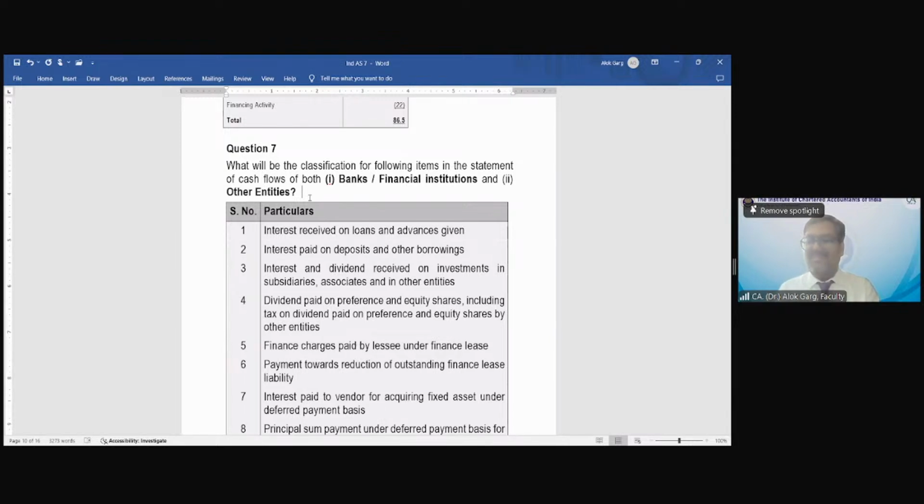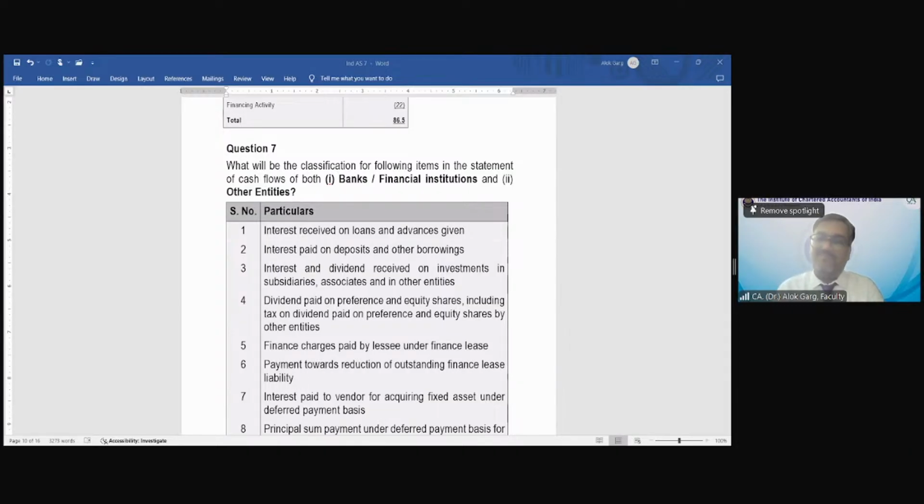Dividend received. Investing activity for others. What about banks and financial institutions? Operating activity, or investing activities for them also? Investing activities for both, sir?